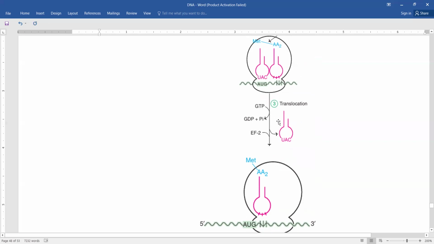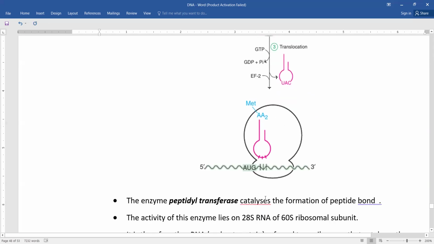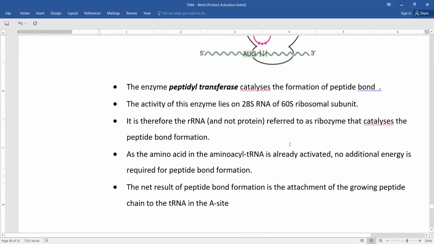Okay, idi first tRNA idi bayataku vellipothundi, oka GTP use avuthundi, oka elongation factor help avuthundi, daanivalla translocation anedi jarugutundi. Ante this total ribosome moved one step forward. Due to that, the second tRNA reaches the P site of the ribosome, and now the A site is free. Okay, so the enzyme peptidyl transferase catalyzes the formation of the peptide bond.